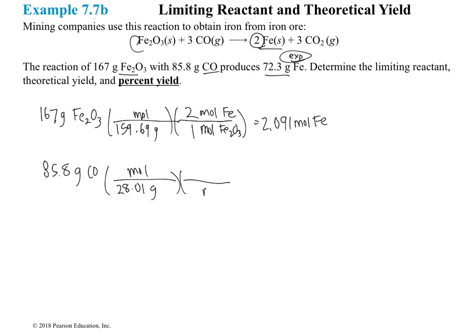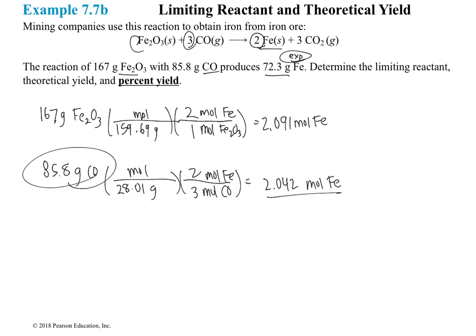And now I can use moles of carbon monoxide to moles of iron. 2 moles of iron, 3 moles of carbon monoxide, and that gives me 2.042 moles of iron. So my lowest amount is here. So carbon monoxide is my limiting reactant. One more step to get the mass. So I'm going to use the molar mass of iron, 55.85 grams per mole. And I should produce 114.05 grams of iron.